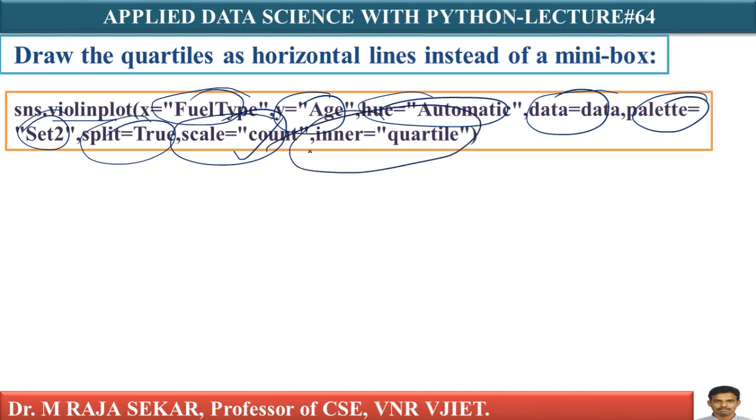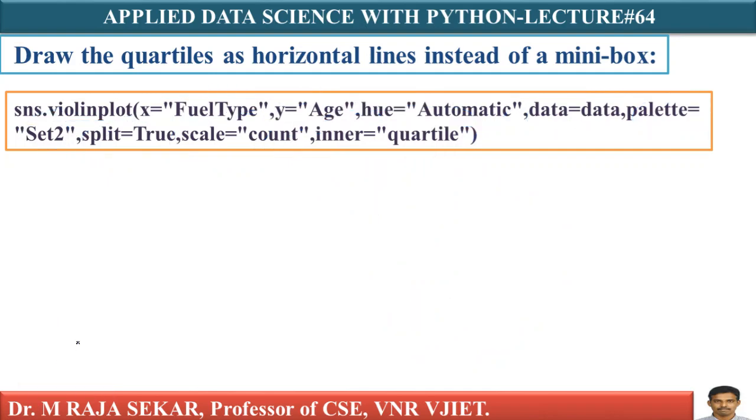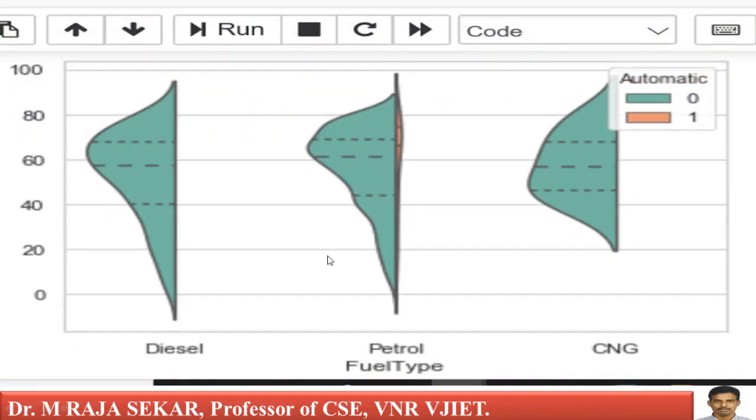Inner equal to quartile. What does it mean? Let me repeat it again. Quartile means it gives quartiles of the distribution. How many quartiles are there? Three quartiles: Q1, Q2, Q3. It shows three quartiles inside your violin plot. How will it be? Just see, this is the output of that particular piece of code.